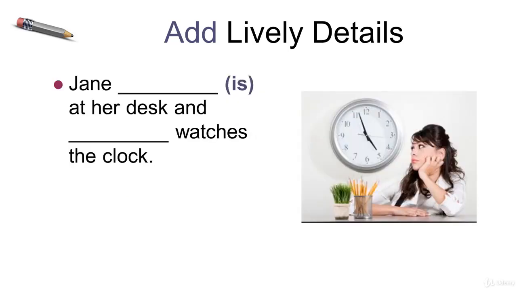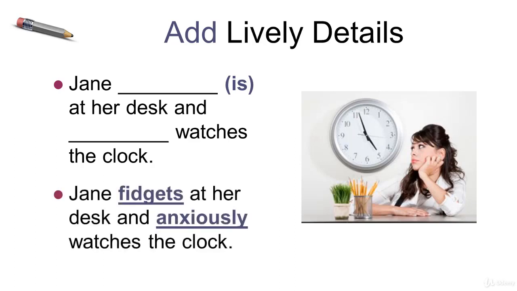Jane is at her desk and watches the clock. Can we get more vivid and more specific than just saying Jane is at her desk and watches the clock? Well, let's see. Jane fidgets at her desk and anxiously watches the clock. That's a lot more detail, isn't it? You get a better mental image of what Jane must be doing and how she must be feeling.